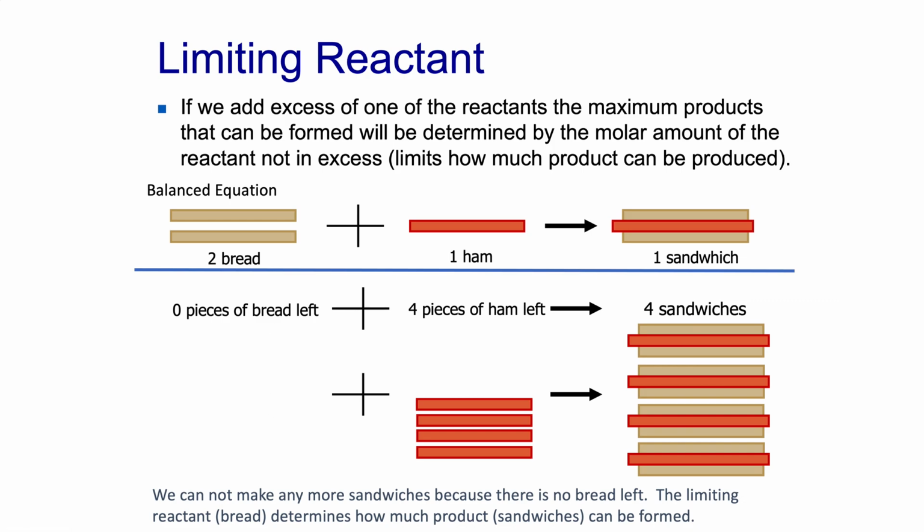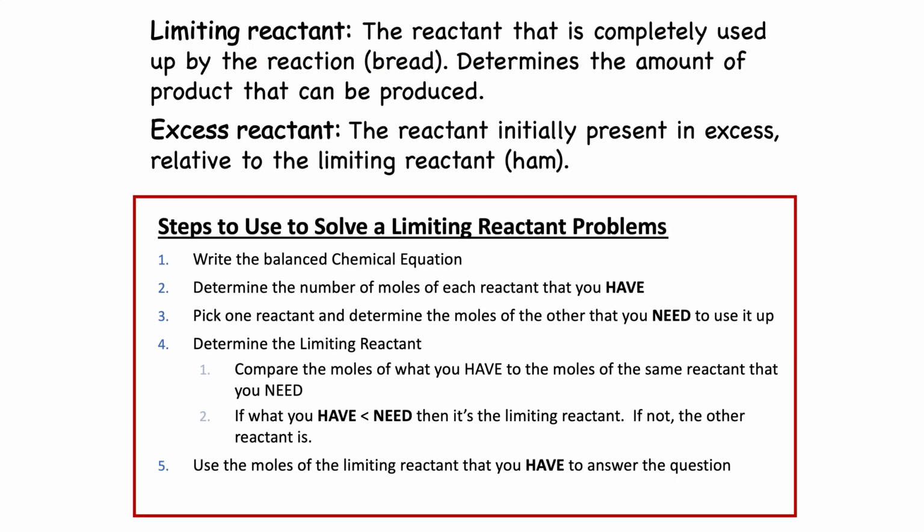So it's the same thing with the silver nitrate and sodium phosphate. So just some definitions. Limiting reactant is what's used up. The excess reactant is what's left over. Right? So these are my steps to solving limiting reactant problems.